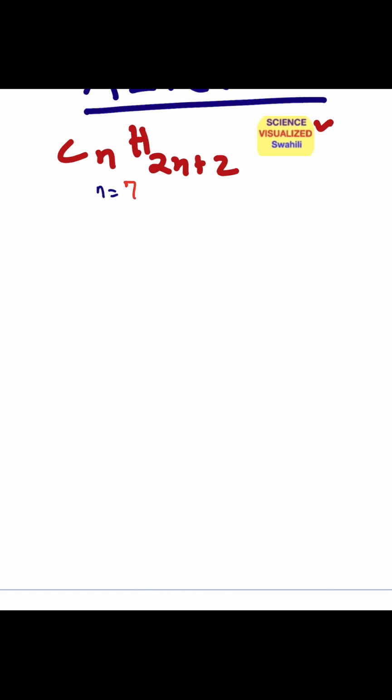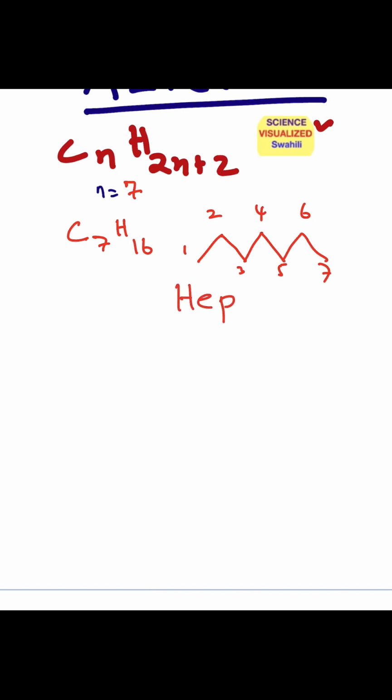For n equals 7, the formula for straight chain alkane will be C7H, 7 times 2 is 14, plus 2, H16. And the structure will be 1, 2, 3, 4, 5, 6, and 7. And the name for that is heptane.